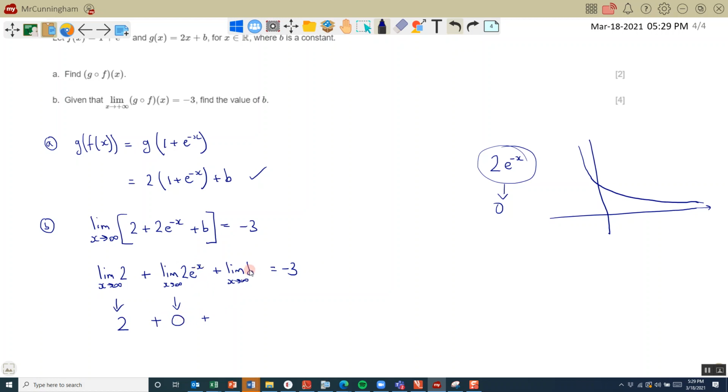And we are told that b is a constant, so b is just a number. So it's not going to be affected by the x's. It doesn't matter the value of x as x goes to infinity. This is always going to stay as b. So I've got 2 plus b equals negative 3. So subtract 2 from both sides, and I get b equals negative 5.